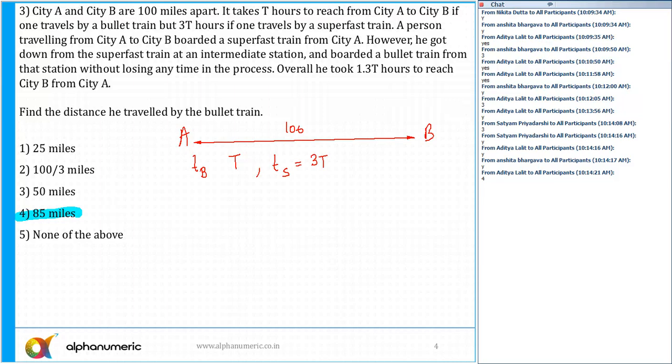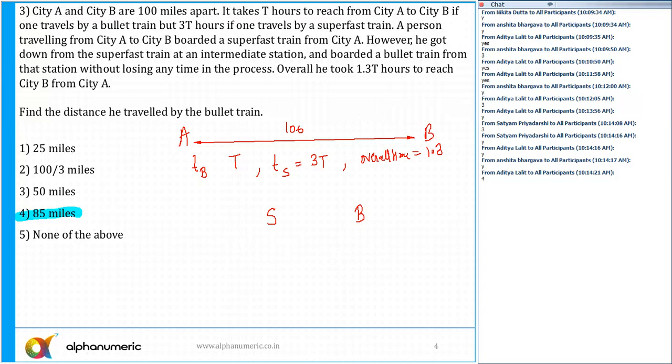I am writing down S. And a certain part of this distance with a bullet train. And overall, he took 1.3 hours. So overall time is equal to 1.3 hours. That is given to us in the question. Okay, so we can use the alligation rule.